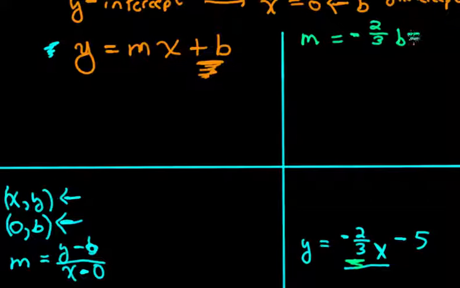And the intercept is negative 5. So this is telling me if I go 1, 2, 3, 4, 5 on the y-axis, this is my b part right here. Negative 5 on the y-axis is where this line, negative 2/3 x minus 5, intercepts the y-axis. That's what the y-intercept does. Now I have a slope of negative 2/3. So if I go up 2, I have to go back 3.